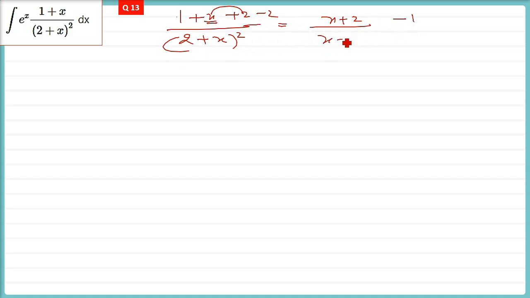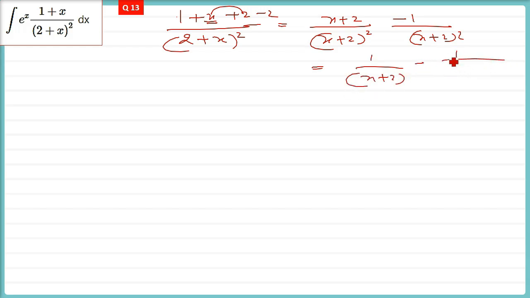So you can just write that 2 plus x is x plus 2 whole square. This is just to add complexity. That is why it is written 2 plus x, not x plus 2. So when we separate them out, x plus 2 can be cancelled. It will become 1 by x plus 2 minus 1 by (x plus 2) whole square. So 1 by x plus 2, if you take it as f(x), then 1 by (x plus 2) whole square, with a negative sign, will be the differentiation of that function.